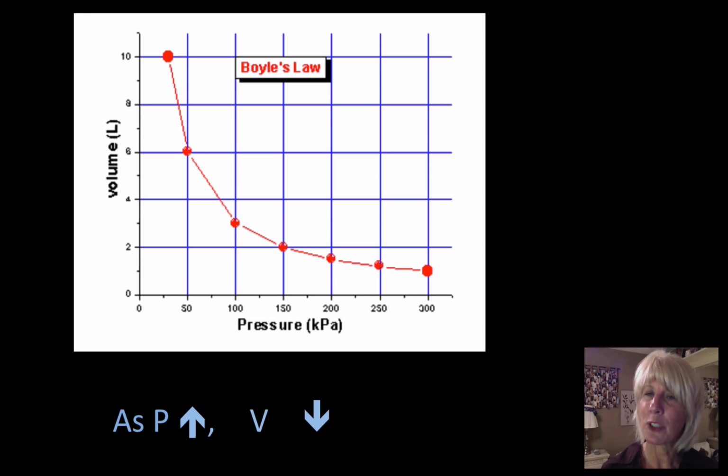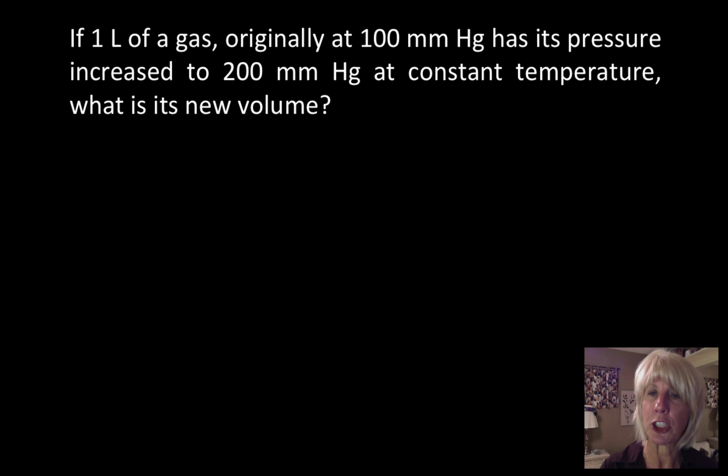Now, let's take a look at Boyle's law. Boyle's law is the relationship between pressure and volume. We can see from this graph that as we increase the pressure, the volume goes down. It is an indirect relationship. Now let's consider this problem. If 1 liter of a gas originally at 100 millimeters of mercury has its pressure increased to 200 millimeters of mercury at constant temperature, what is its new volume?